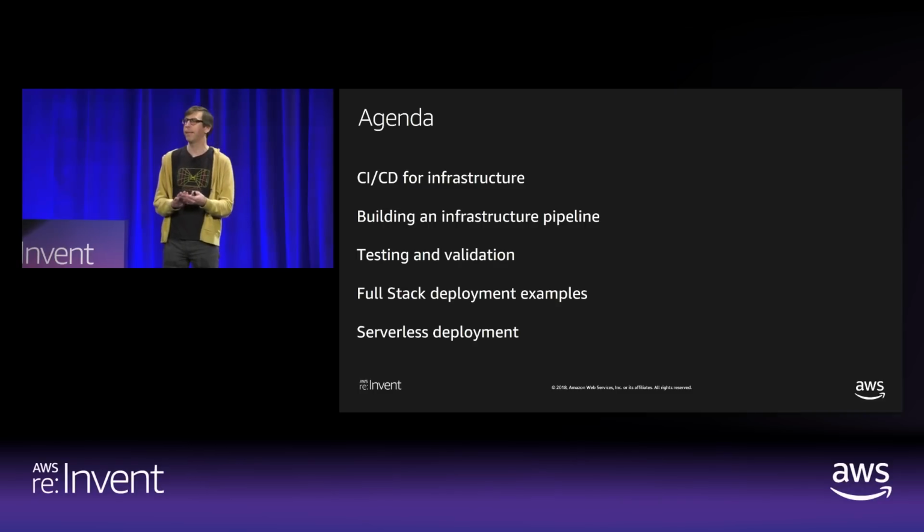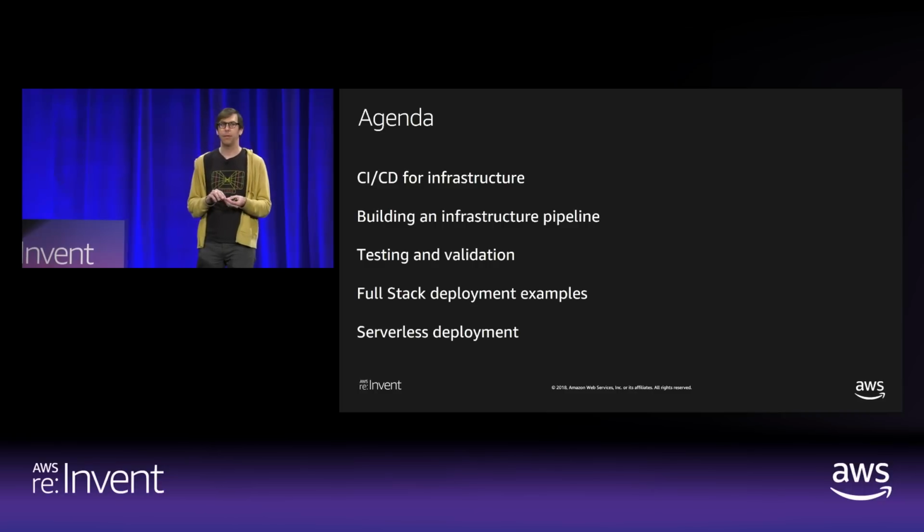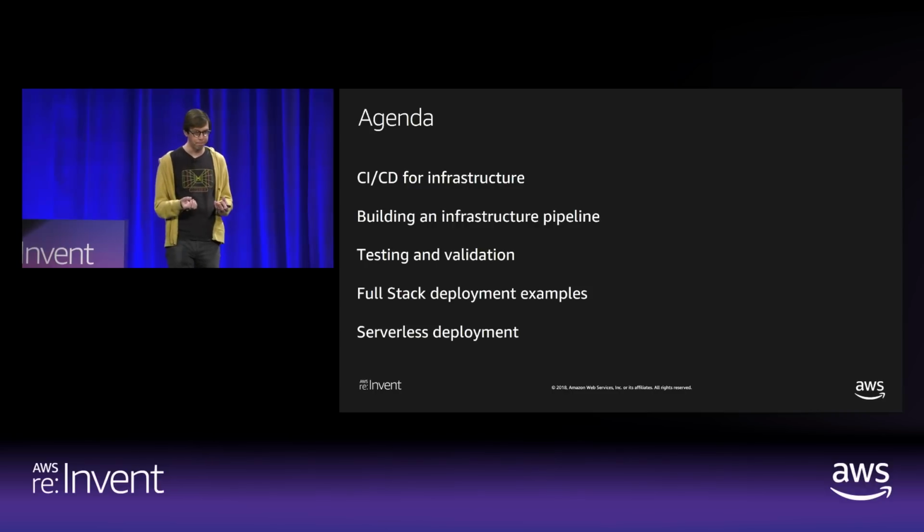Once we have that together, we're going to start building an infrastructure pipeline. We're going to start treating our infrastructure as code, doing all the things that you should be able to do with code. We'll talk about the tools we're going to integrate into those pipelines to succeed. Then we're going to dig further into how to integrate testing and validation into that pipeline.